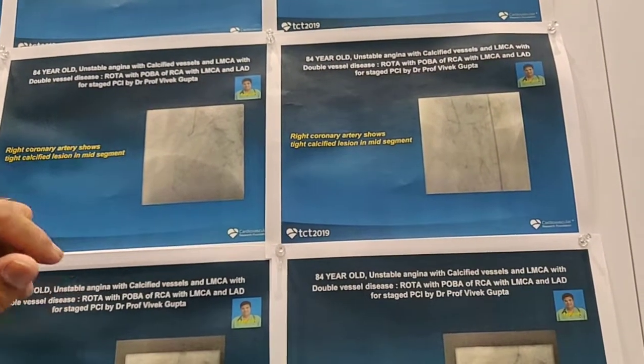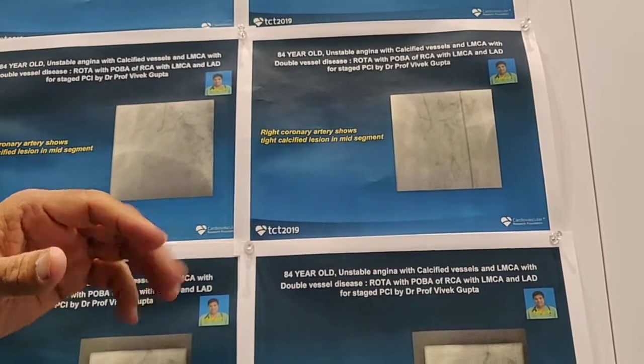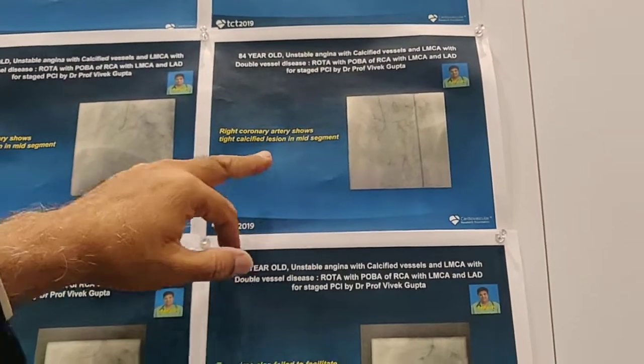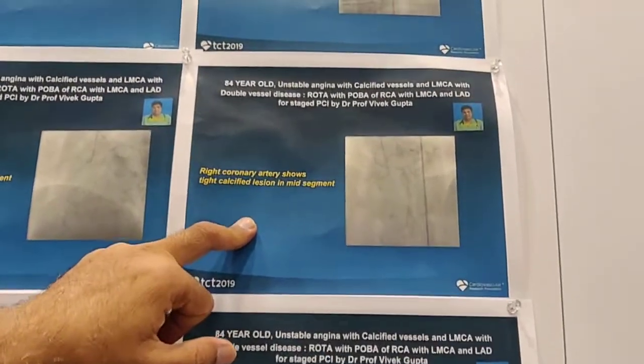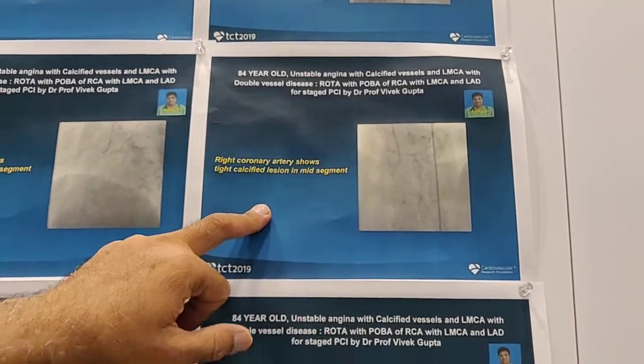So we had two options. Either we should do the left main coronary artery, LAD and RCA in one sitting, or we should do the right coronary artery first, and then decide to do the next stage PCI for the left main coronary artery.